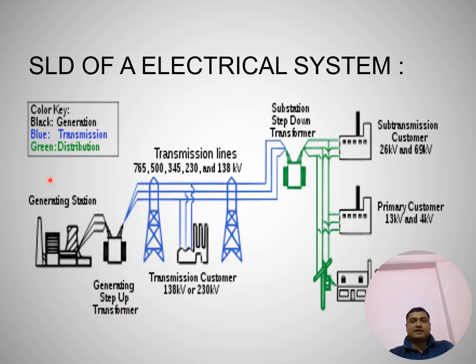After generating the voltage or power at the power plant, we step up the voltage. Then we transmit the voltage through towers and other equipment. This blue colored portion is called the electrical transmission system or electrical transmission lines. Then again we step down and send to the receiving end or the customer. This green portion is called the distribution system. So today we will discuss this blue portion only, the electrical transmission system.